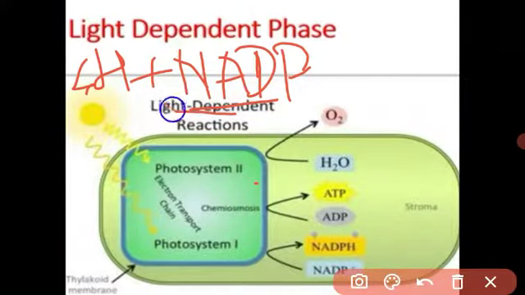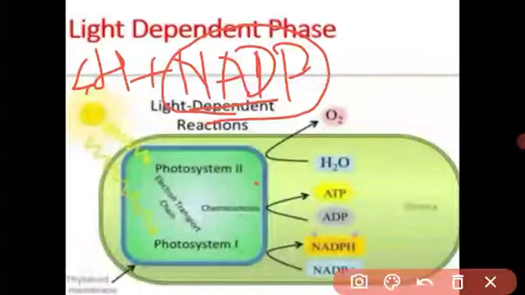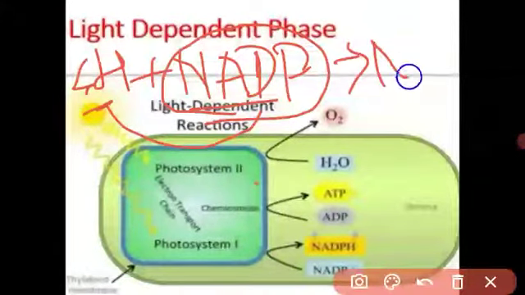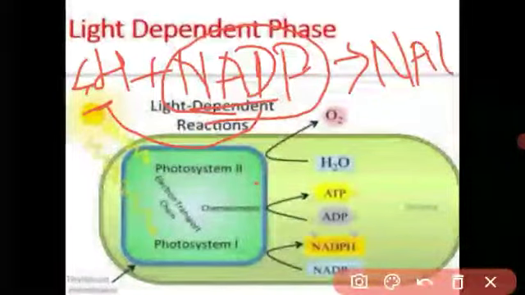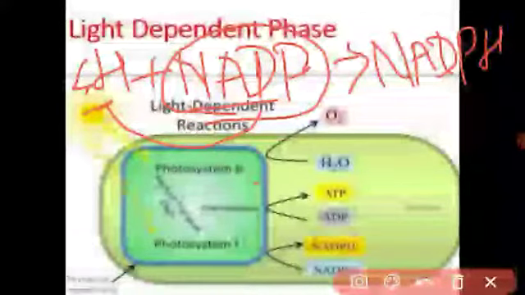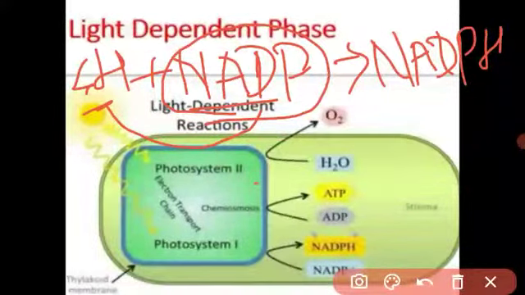This NADP is a form of energy already stored in the plant. When light splits water, the hydrogen atoms react with NADP and form energy in the form of NADPH. This reaction happens in the dark phase, which means there is no need of light.